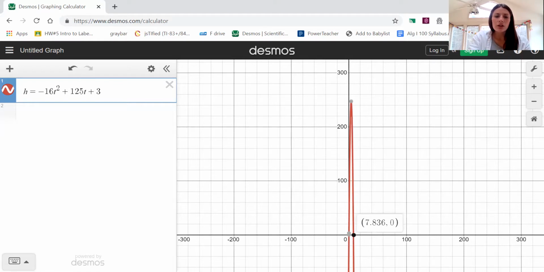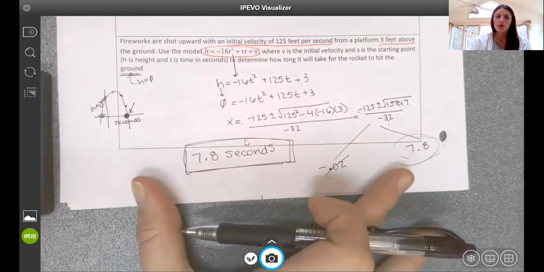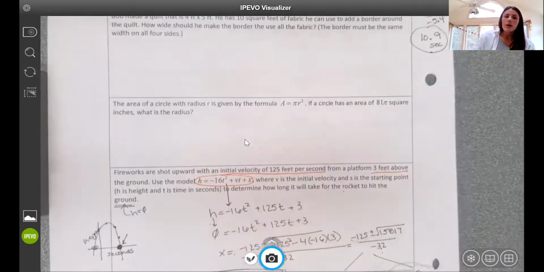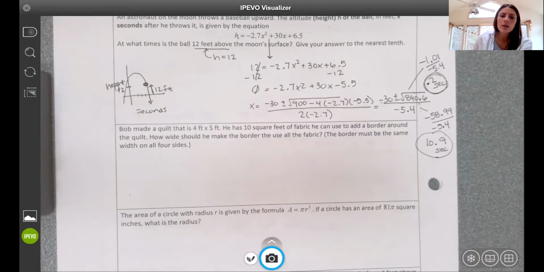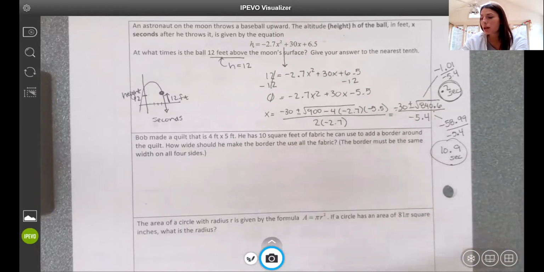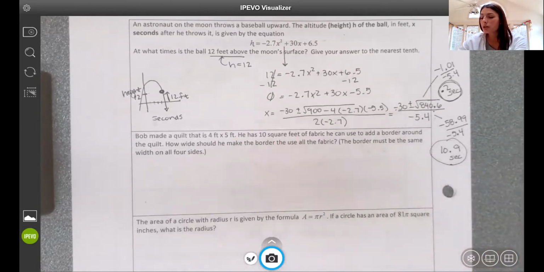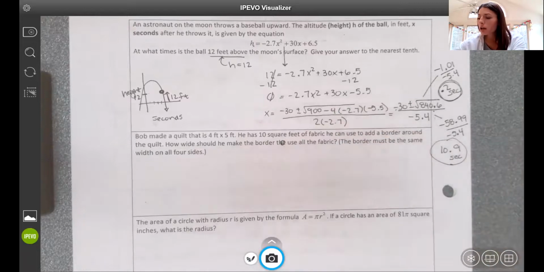Now let's look at the other two, and the other two are going to use different solving strategies. So we use the quadratic formula for those velocity problems. Now let's look back at these middle two applications. So first one has Bob making a quilt that's 4 feet by 5 feet. He has 10 square feet of fabric that he can use to add a border around the quilt. How wide should he make the border to use all the fabric? The border must be the same width on all 4 sides.